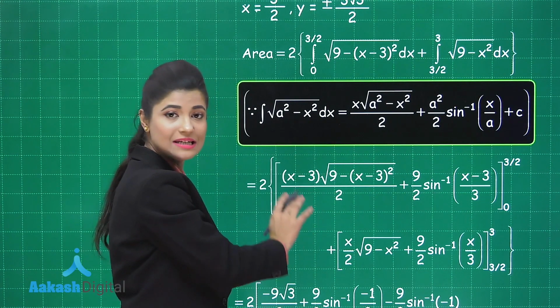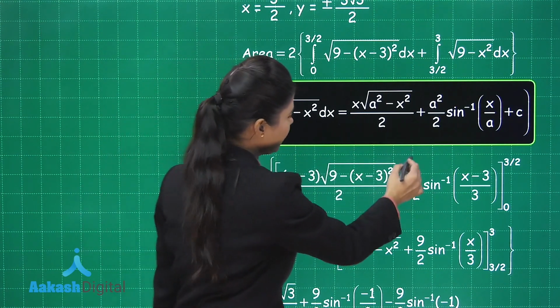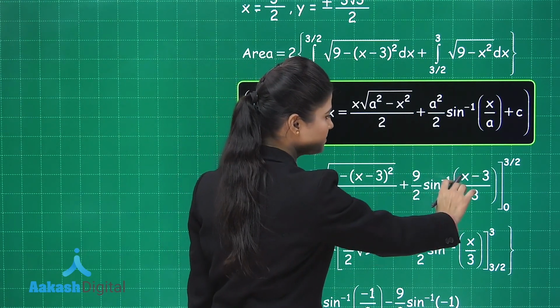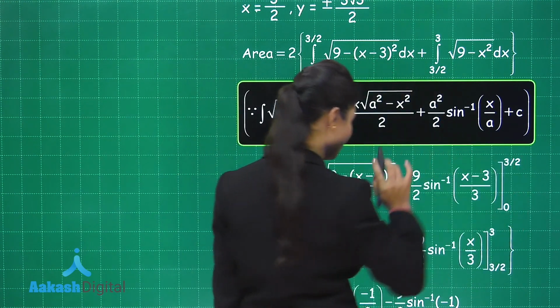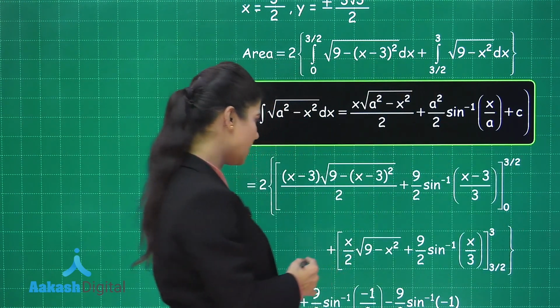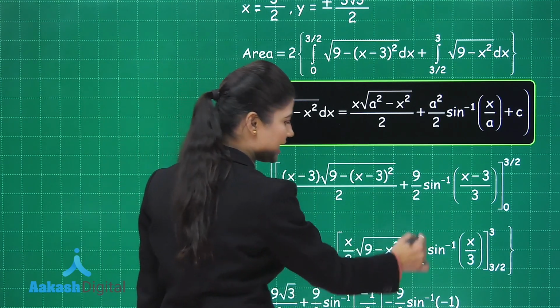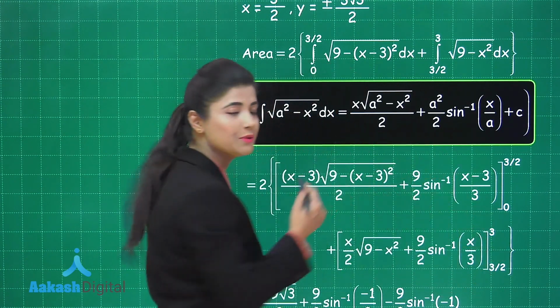2, which is representing x by 2 square root of a square minus x square, plus I have a square upon 2 as 9 upon 2 sine inverse x upon a gives me x minus 3 upon 3, having the limits 0 to 3 by 2. While the second integral now becomes here x by 2 square root of 9 minus x square plus 9 by 2 sine inverse x by 3, having the limit 3 by 2 to 3.